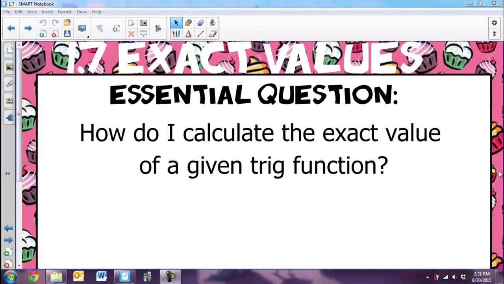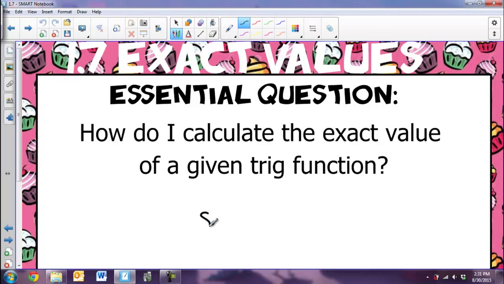Hey guys, today we are doing 1.7, which is about exact values. So we are going to be calculating the exact value of a given trig function. Before, when we had trig functions, for instance, sine of 30, you would type that into your calculator and you would get some sort of decimal answer.